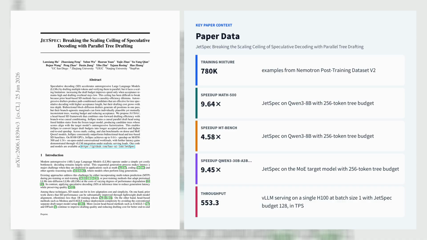On H100 GPUs, it reaches 9.64 times speedup on Math 500 and 4.58 times on MT-Bench, with a 256 token tree budget, outperforming EAGLE-3, D-Flash, and DD-Tree. On Qwen3 30B A3B, it still achieves 9.45 times on Math 500. In vLLM serving, a single H100 sees throughput rise from 127.8 TPS to 553.3 TPS at batch size 1 with budget 128, showing the method's practical latency gains under realistic load.